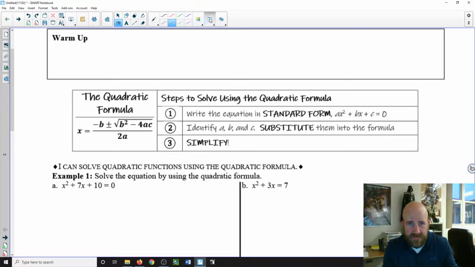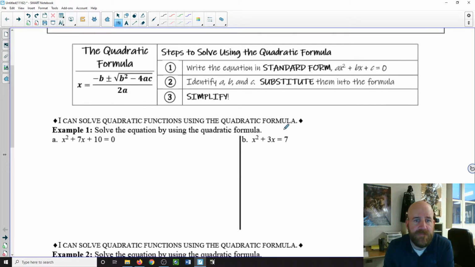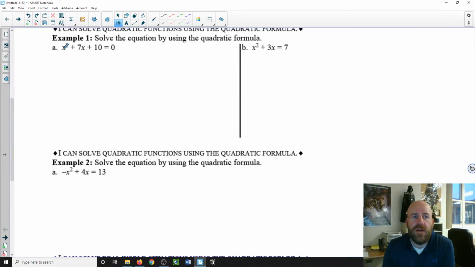So looking at the first example here, our A value is 1, B is 7, and C is 10. So go ahead and plug them into the equation. So we have a negative B, so negative 7, plus or minus the square root of B squared, so that's 49, minus 4 times A times C, all over 2 times A.